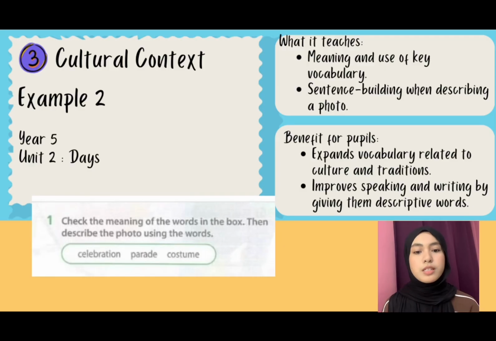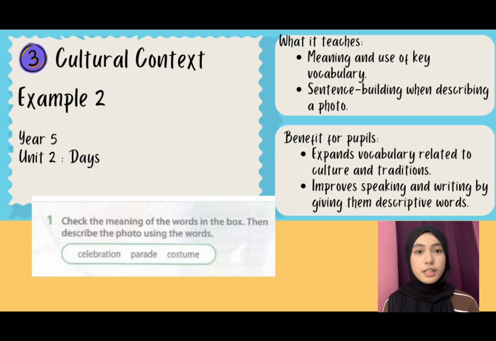Second, sentence building when describing a photo, because in the activity, pupils are required to check the meanings of the words and then use them to describe a photo. For example, a pupil might look at a picture of a carnival and say, there is a parade in the street. People are wearing colorful costumes and it is a big celebration. So that is sentence building skills. By practicing in this way, pupils are not only memorizing vocabulary, but they are actively using it in sentences.